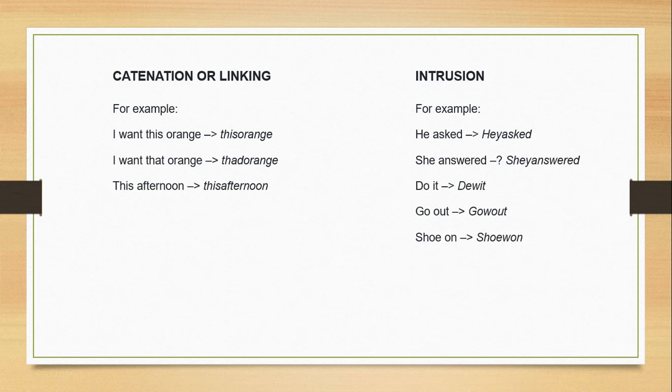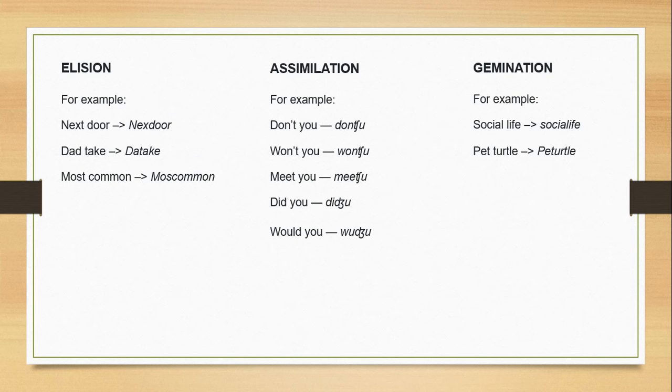Then the next one is elision. Elision means when a sound disappears. Basically, a sound is eaten by other stronger or similar sounds next to it. This often happens with a t or d sound. For example, next door, we can say next door. That take, we can say that take. Most common, we can say most common.